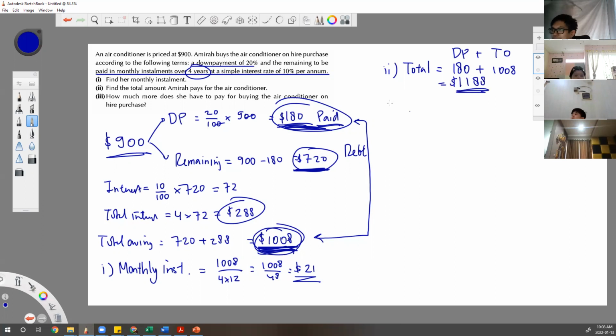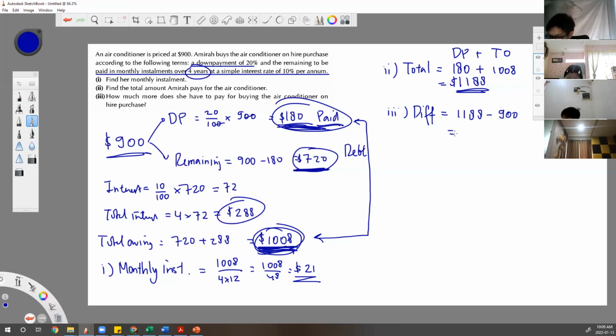Part 3. How much more does she have to pay for buying the air conditioner on hire purchase? Ya udah, difference-nya berapa? Jadi gini guys, kalau you nyicil sama you beli bener langsung gitu, mana yang lebih mahal berapa? Ya gampang, 1,188 subtract by the original price gitu. Ya.